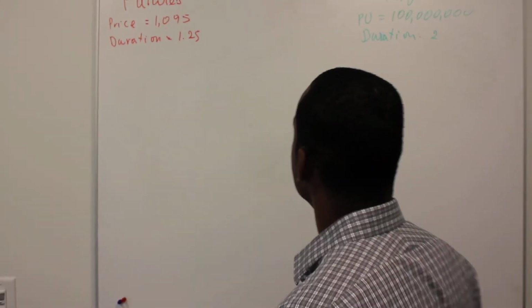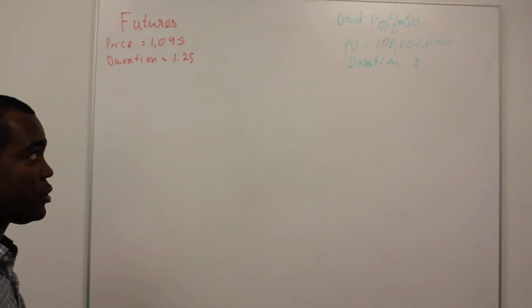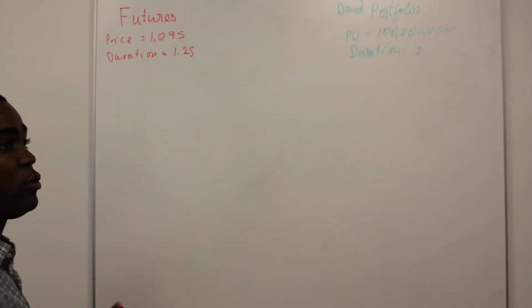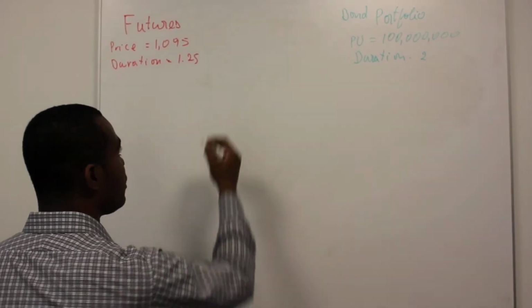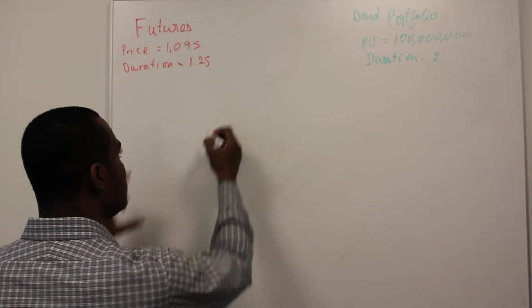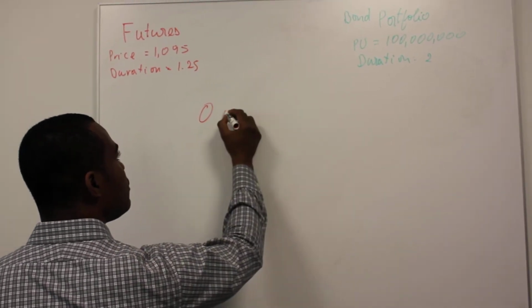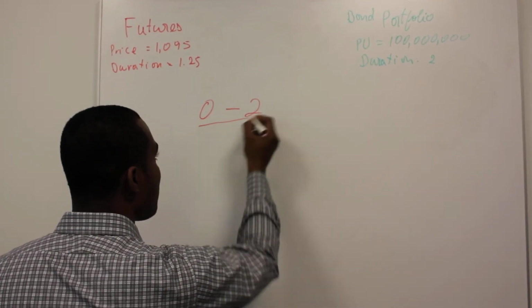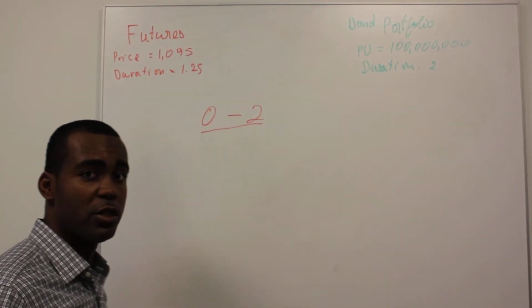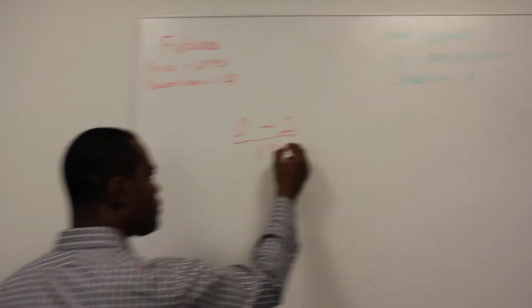So then the formula to alter your duration, let's say we're going to go from a duration of 2 for the total portfolio to a duration of 0 for the total portfolio. We're going to start with this formula, which has the target duration, which is 0, minus the current duration of the portfolio, which is 2, divided by the duration of the futures contracts you're going to use to adjust the portfolio, which is 1.25.